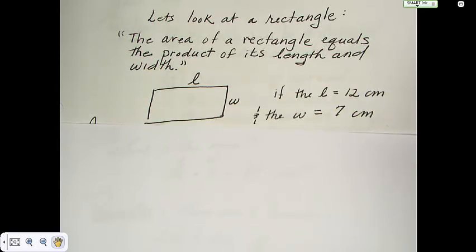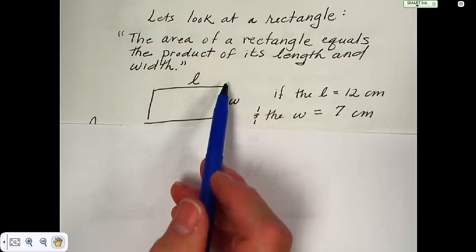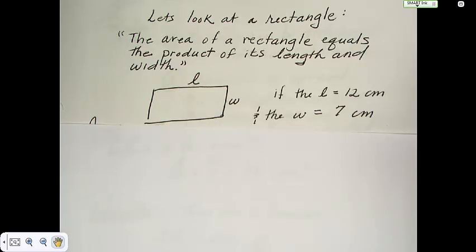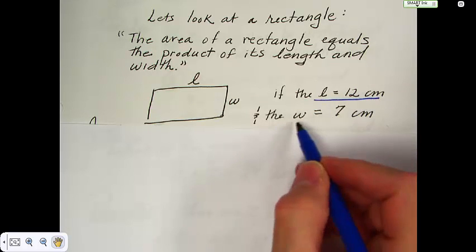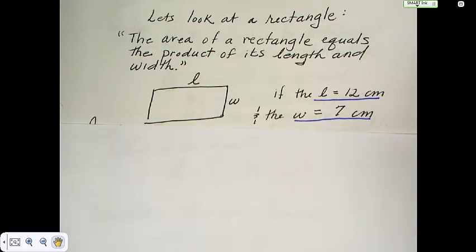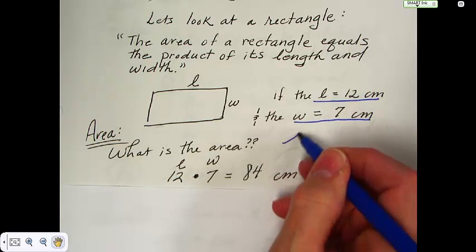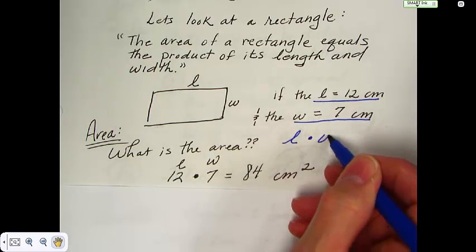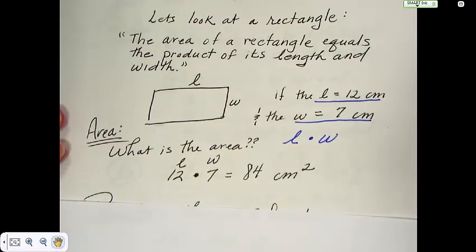Look at this example. We have a typical rectangle. The length and the width are labeled, and you're given the dimensions over here to the right. The length is 12 centimeters, the width is 7 centimeters. Now, we have a formula that we use for area of a rectangle, and the area formula is length times width. Okay? So it's a formula.